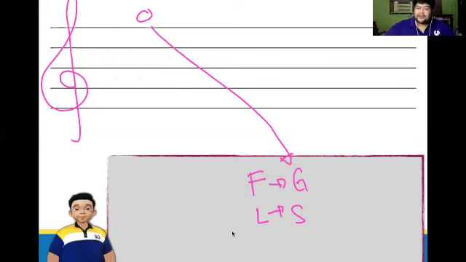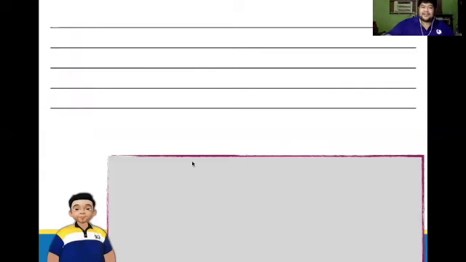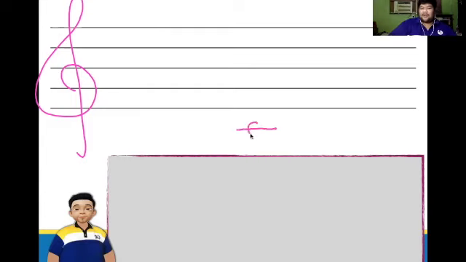So, sir, is there a possibility that a note goes higher than letter G or goes lower than letter D below? Yes, there is. For example, what if I have here a note that is this time on a short line? Remember, this is what we call the ledger line.